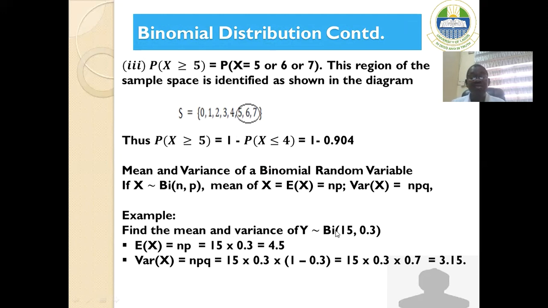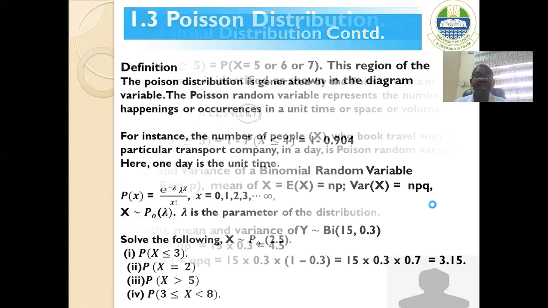Now, for instance, if you are given Y ~ Bin(15, 0.3), the expectation is 15 times 0.3, which is 4.5. The variance, which is npq, is equal to 15 times 0.3 times 1 minus 0.3. Then the answer is 3.15.